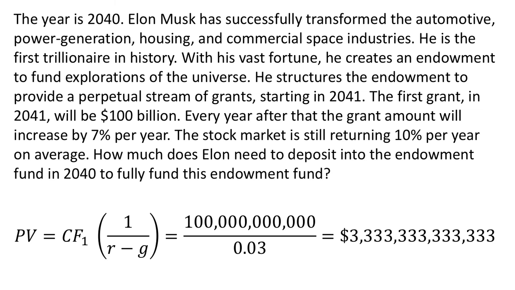All right, here you go. Now it's the cash flow in year 1 times 1 over R minus G. What's R? The discount rate. That's 10%. That's the opportunity cost of capital. What's the growth rate in the payments each year? 7%. That's G. All right, so now how much money does he have to deposit for this much more aggressive form of perpetuity? Can you read that number? The present value equals 3,333,333,333,333.